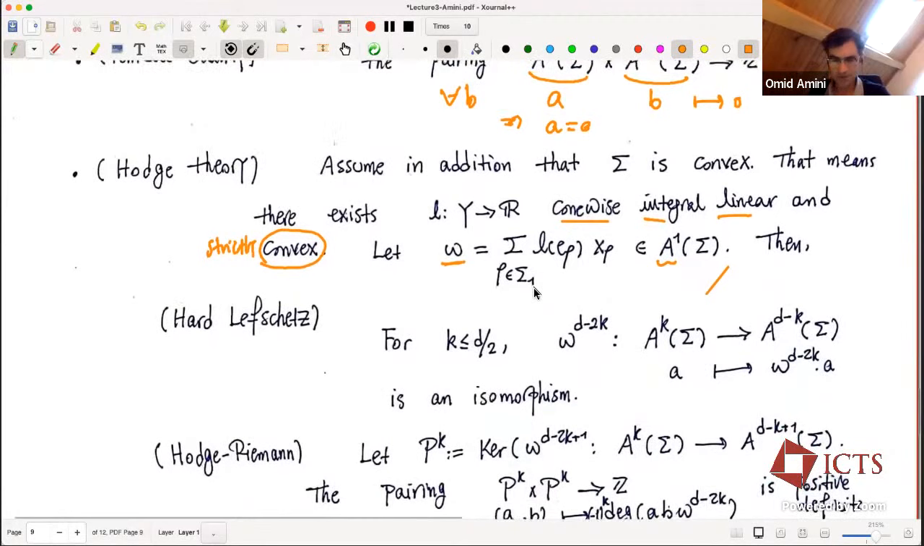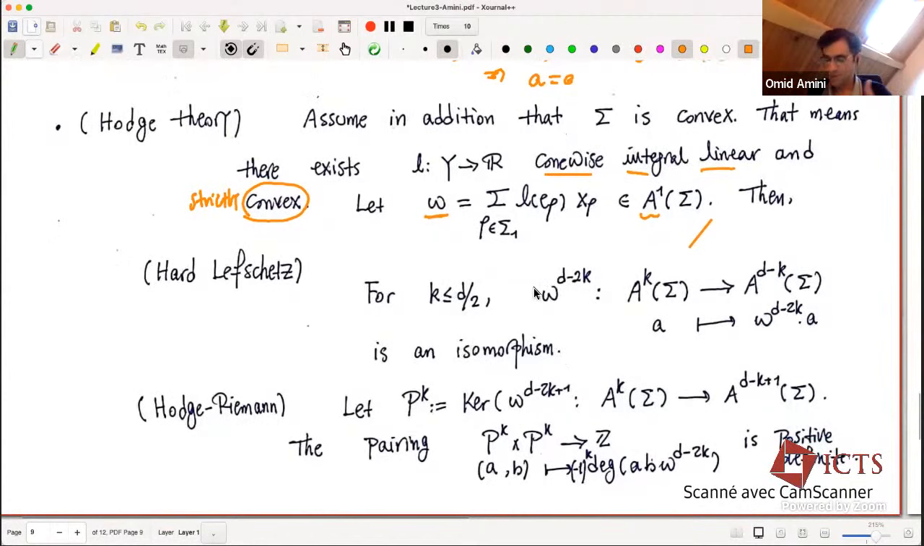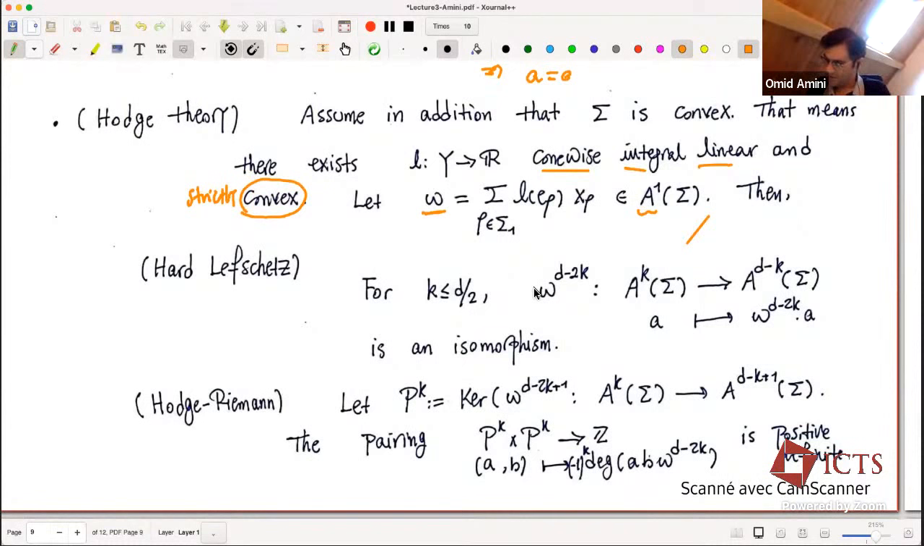The first one is called the Hard Lefschetz property, and in the complex algebraic setting, it was proved by Lefschetz. It tells you that we know that A^k of sigma and A^(d-k) of sigma are in duality by Poincaré duality, but actually the Hard Lefschetz theorem tells you that once you have this element, called the Lefschetz element, you can get an isomorphism between A^k and A^(d-k) by taking multiplication by the right power of this element. This is an element of degree one, so if you take the power d minus 2k, you get an element of degree d minus 2k. If you start with an element a of degree k, you take the product of omega^(d-2k) and a, you get an element of degree d minus 2k plus k, which is d minus k. And the theorem tells you that this is an isomorphism.